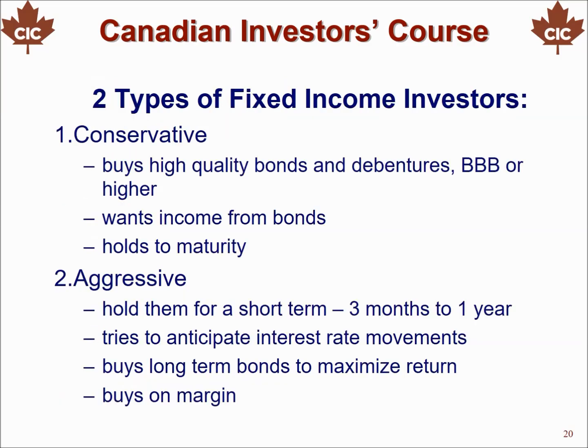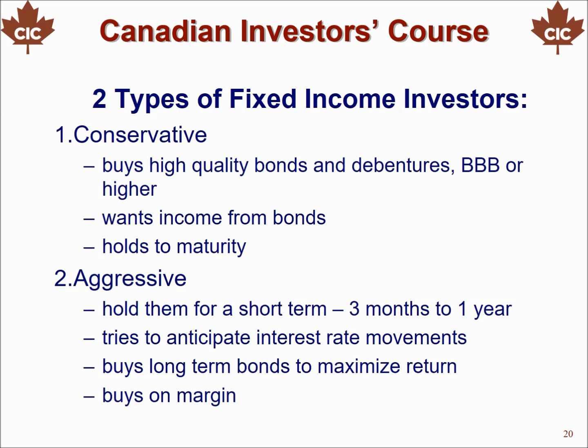Now, there are two types of fixed income investor. There's the conservative investor. That would be like an insurance company, for example. They buy high quality bonds and debentures, BBB or better. They want income from the bonds. They buy them as new issues and they hold them to maturity. That's exactly what the insurance companies do when they buy bonds. They don't worry about the price of the bond over the life of the bond. They worry about the price they paid and the amount they redeem, and the interest they'll receive along the way.